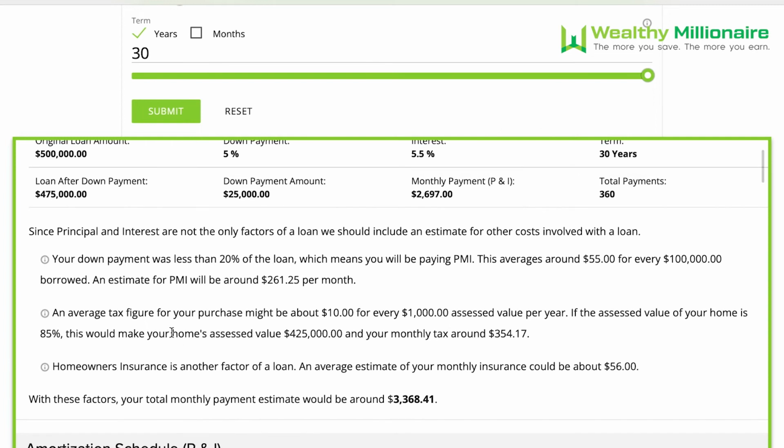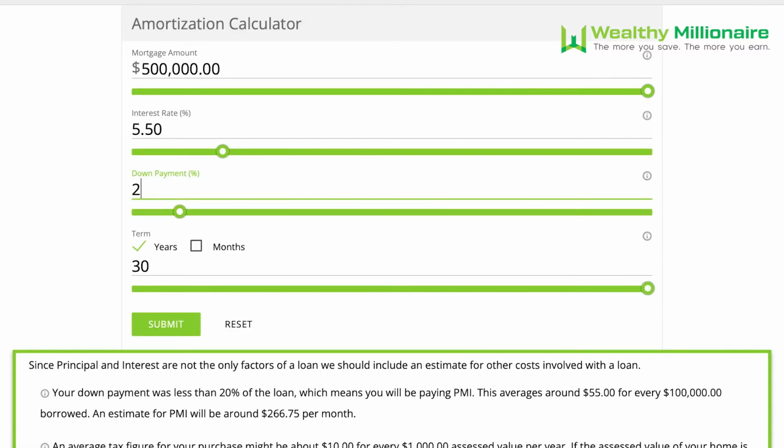Our average tax figure of our purchase will be $10 for every $1,000 assessed. The assessed value of your home is 85%, and this would make your home's assessed value $425,000. So our monthly tax will be around $354 a month. Our homeowner's insurance, again, will be approximately $56 per month. And with all these factored together, our mortgage payment estimate is around $3,368.